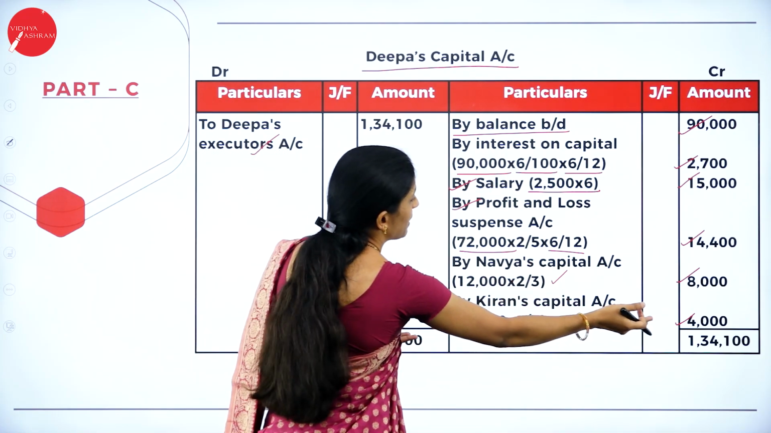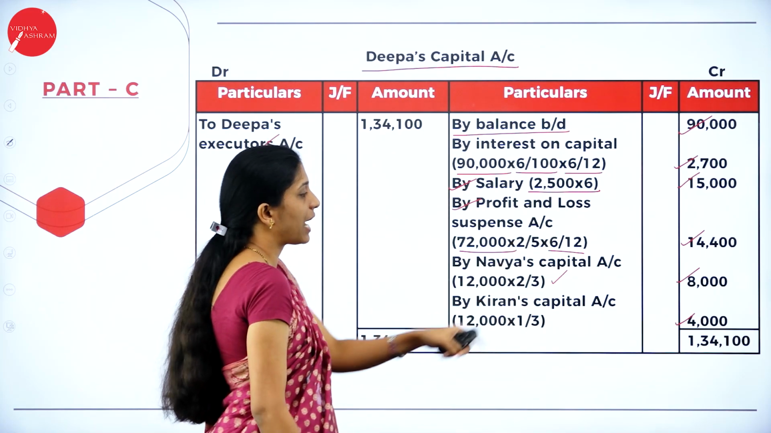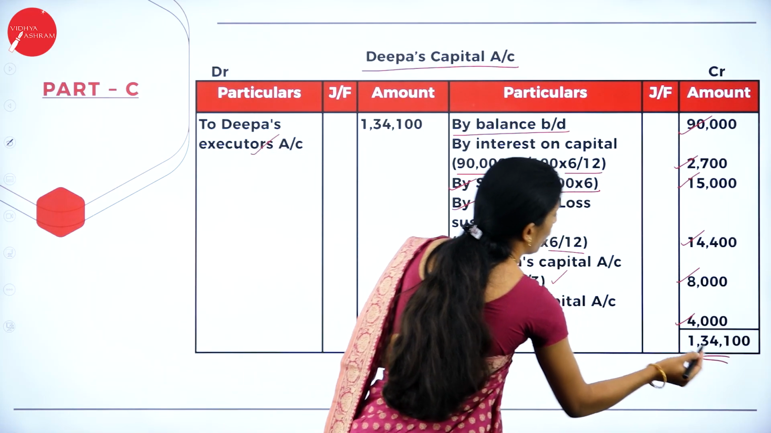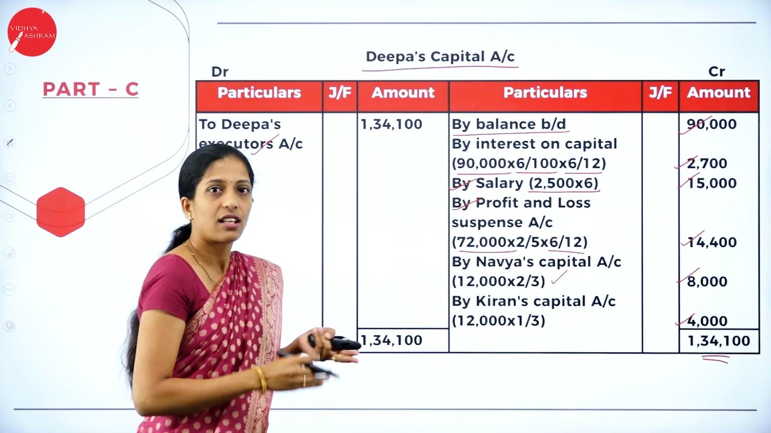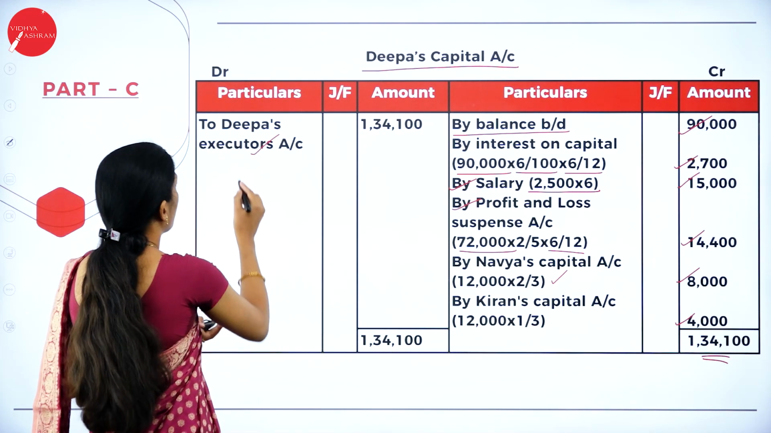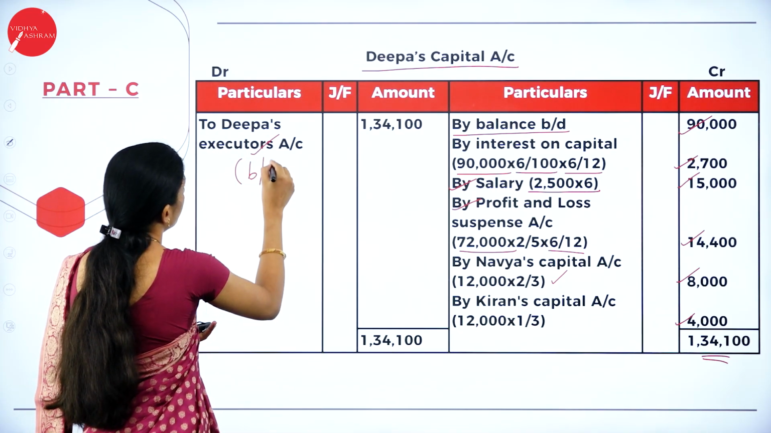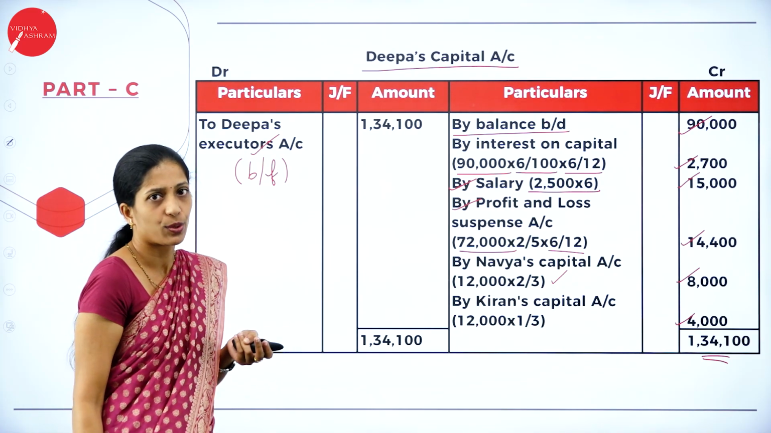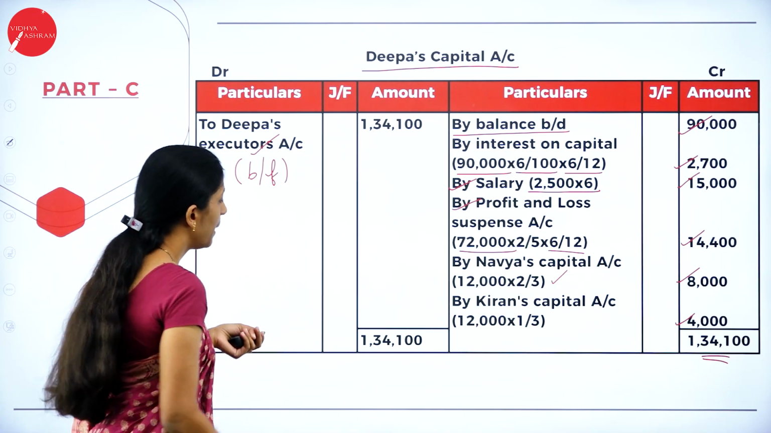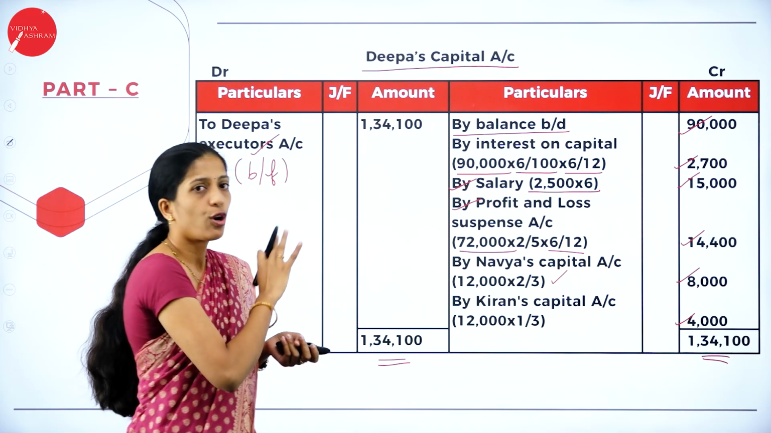Next, your last step is balance both the side. In your credit side, we have 1,34,100, whereas in the debit side, there was nothing. So the balancing figure has to be transferred to Deepa's executor's account. So this will be the balancing figure. So hope you are clear.